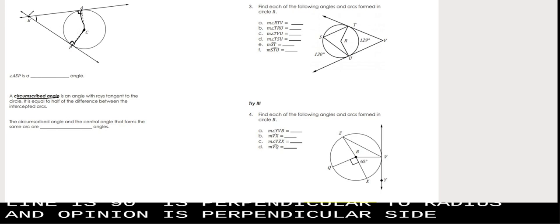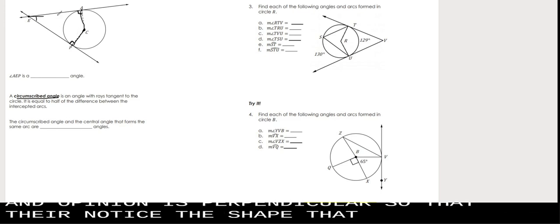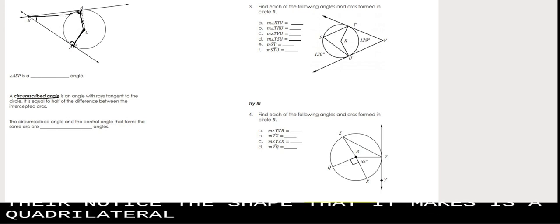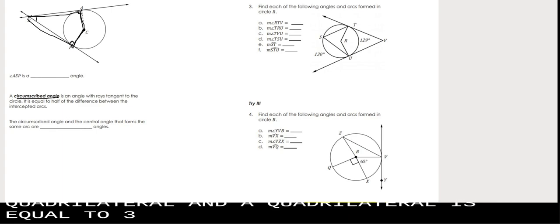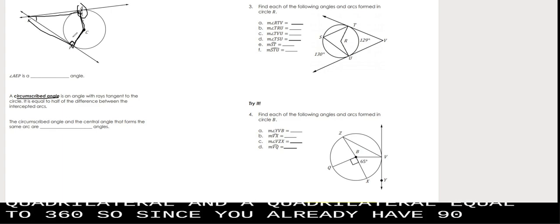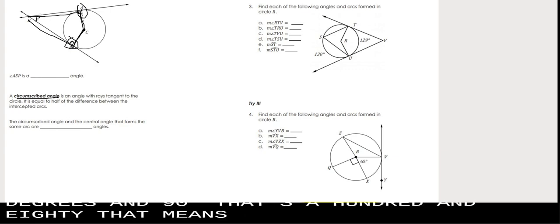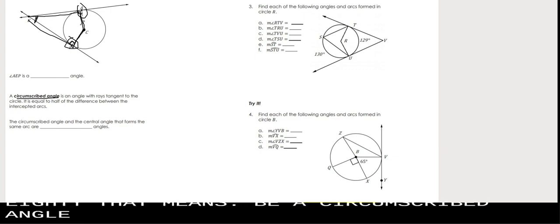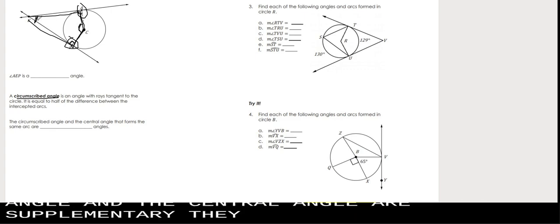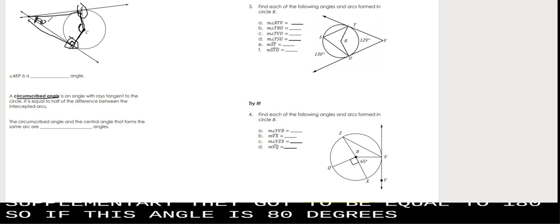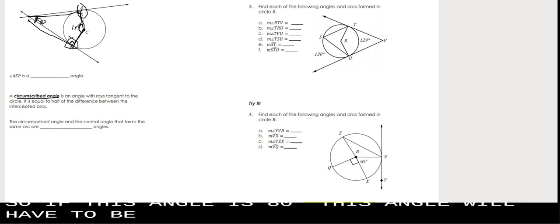Notice the shape that it makes is a quadrilateral, and a quadrilateral is equal to 360. Since you already have 90 degrees and 90 degrees, that's 180. That means that the circumscribed angle and the central angle are supplementary. They have to be equal to 180. So if this angle is 80 degrees, this angle will have to be 100 degrees because they're supplementary.